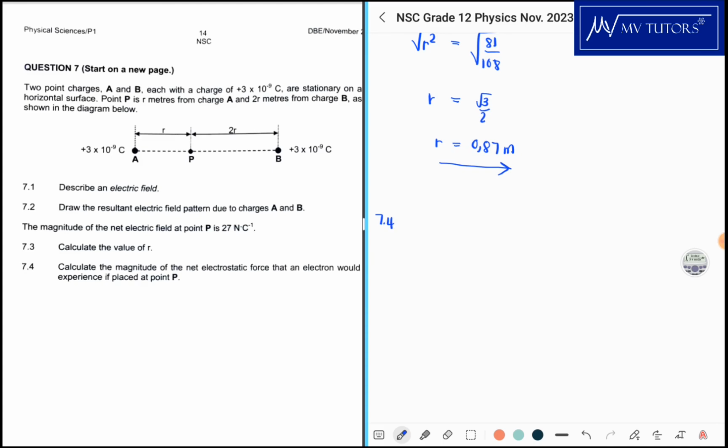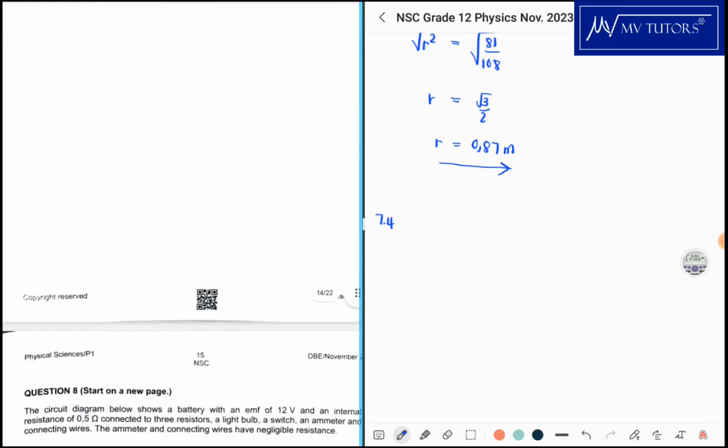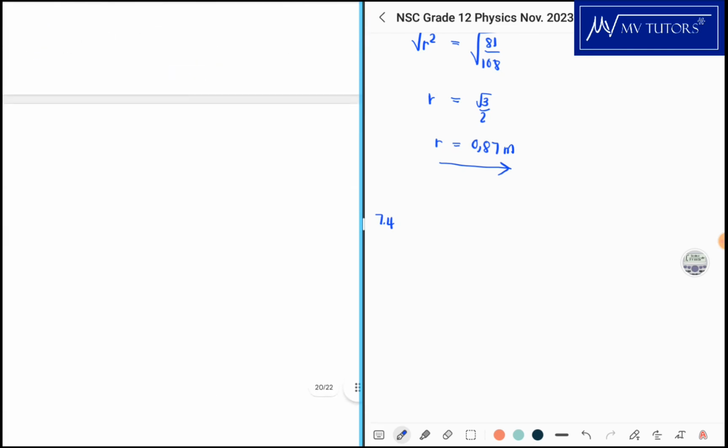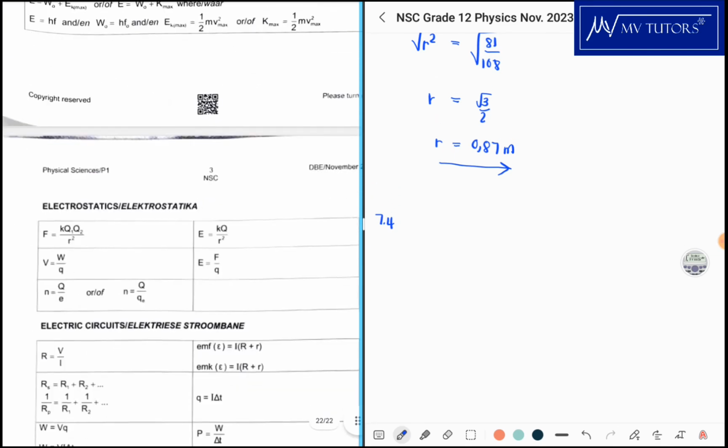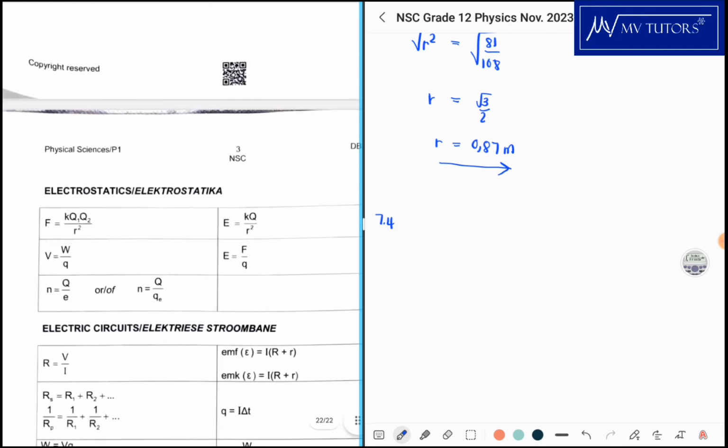It says, calculate the magnitude of the net electrostatic force that an electron would experience if placed at point P. Okay, what would it experience? The net electrostatic force. Looking at the formulas we have, there are two equations that have force in them. You either have the first one where force is equal to k Q1 Q2 over r squared, but I don't want to go with that one.